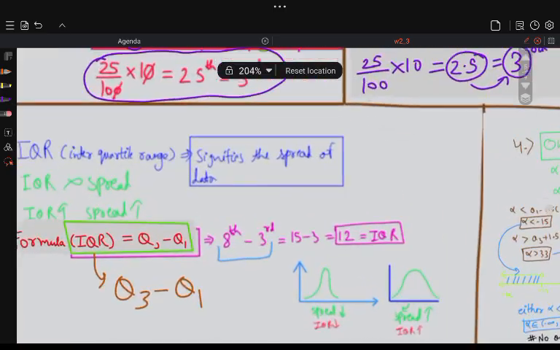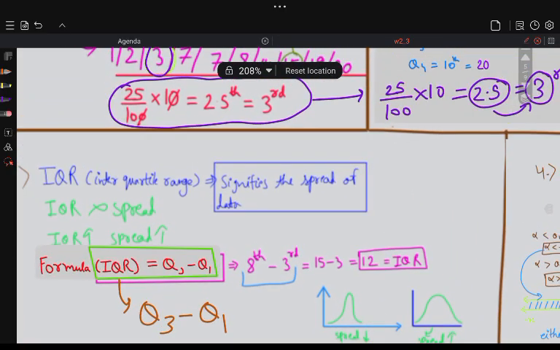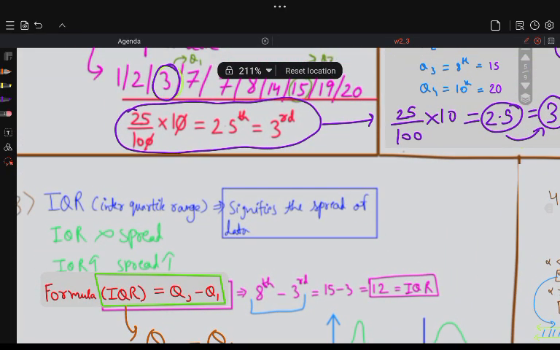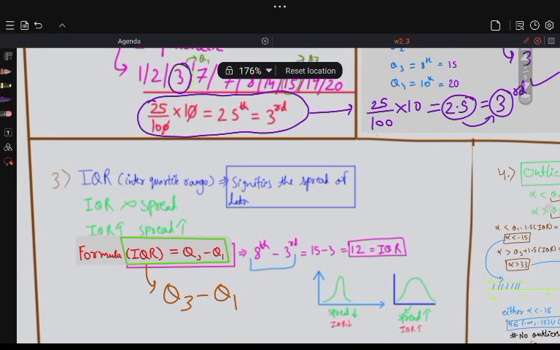So we took the data: the student at the 8th position scored 15, and the person at the third position scored 3. So 15 minus 3 is equal to 12. That is the IQR. So what does this IQR signify? It is useful for finding the outliers in the data. We will see what outliers are just after this.